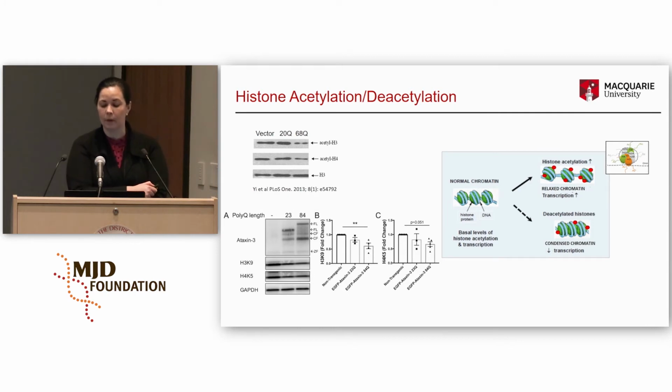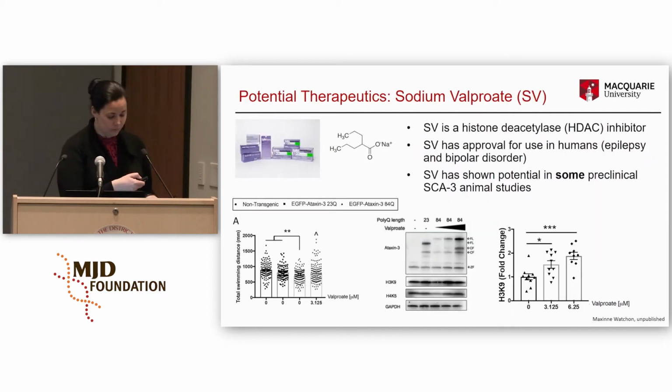So we thought, why not try treating the zebrafish with something known as an HDAC inhibitor, a histone deacetylase inhibitor, which may rectify this. One of the HDAC inhibitors that we decided to test is sodium valproate. This drug already has approval for use in humans for the treatment of epilepsy and bipolar disorder. It has been shown to have some positive effects in some preclinical trial studies, but not all. We wanted to see what happens in our animal model if we treat with this drug.